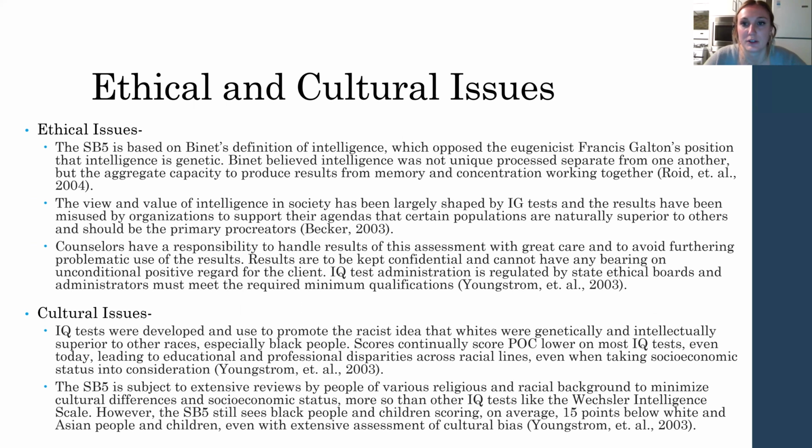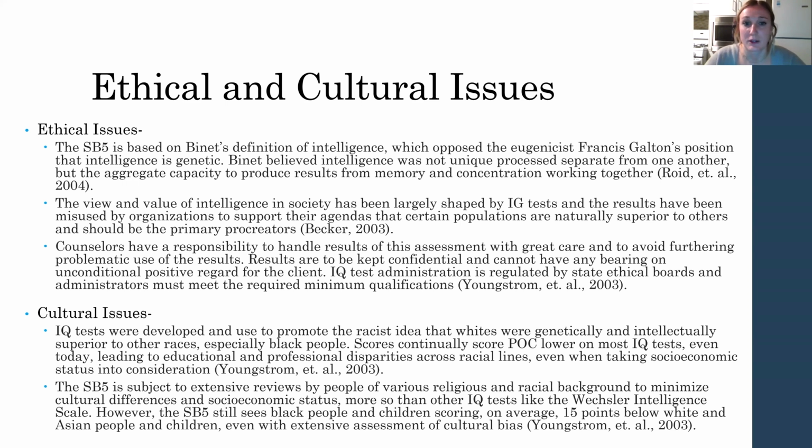So just in general, this is all based on a very narrow idea of what intelligence means. So again, the results need to be taken with care and sensitivity, and also with the idea of where they've stemmed from originally. And also the view and value of intelligence in society has been largely shaped by IQ tests, and the results have been misused by organizations since their inception.